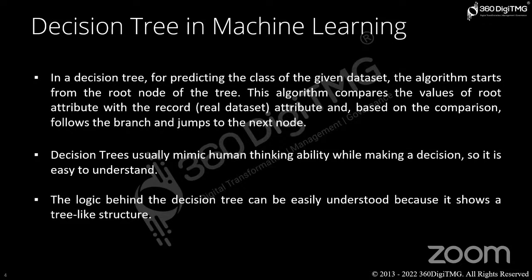So in a decision tree, for predicting the class of the given data, we are discussing the decision tree concept in classification problems. Whenever we have the data, the algorithm starts from the root node. We can consider one feature, and the algorithm compares the value of the root attribute with the record. That is, the record is nothing but the real data set attribute, and based on the comparison it follows the branch and jumps to the next node.